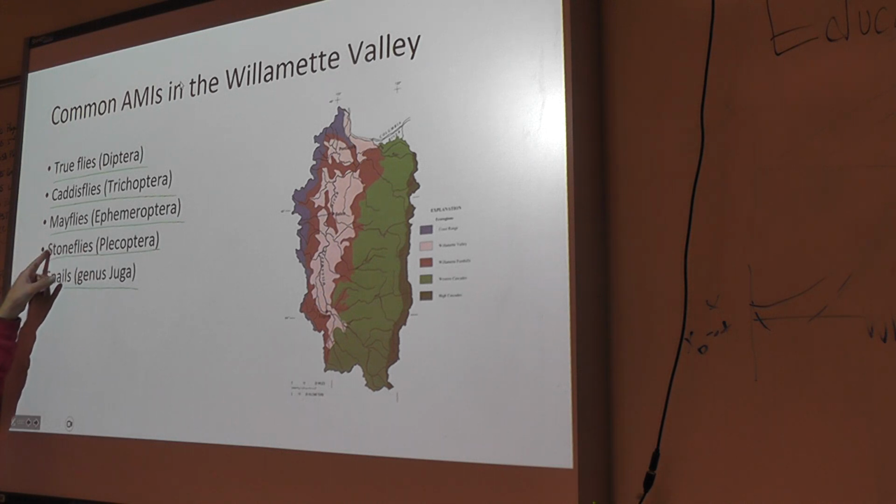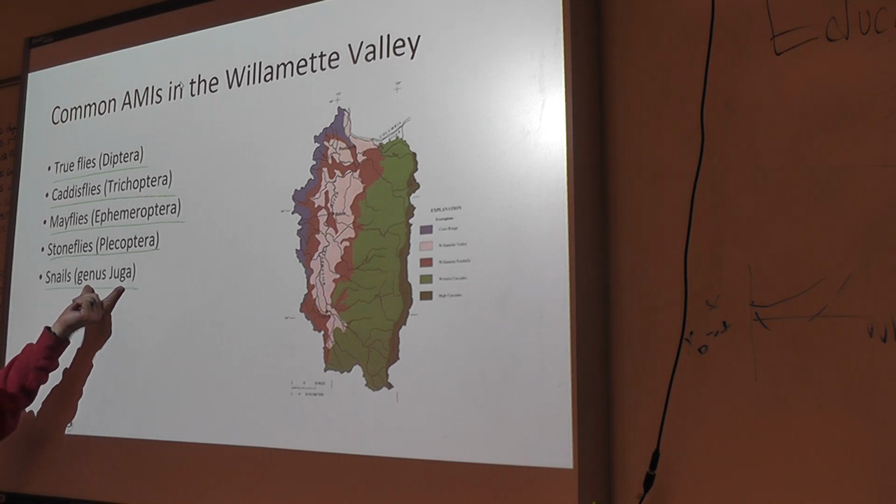These are the ones that trout really love. These are trout candy, and that order is pronounced Plecoptera. And then there's snails, which you're all familiar with. We have one common type of snail. It's a genus that we're going to see a lot of, and it's pronounced Juga.